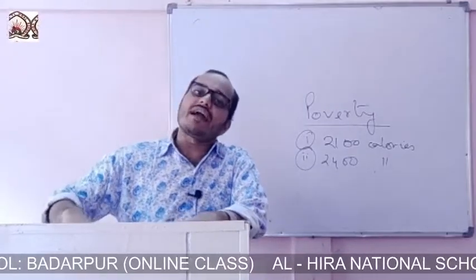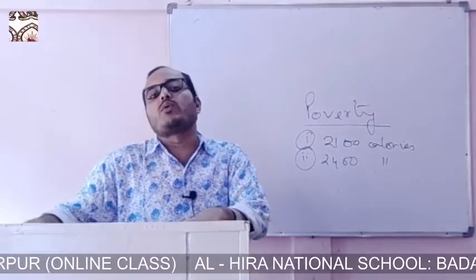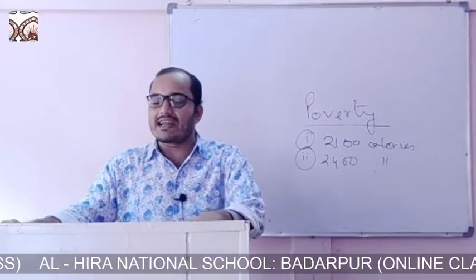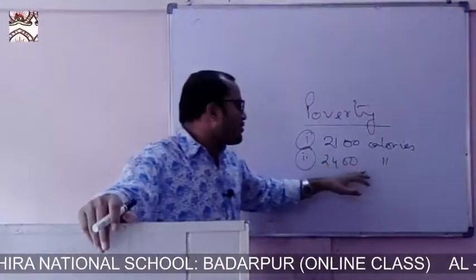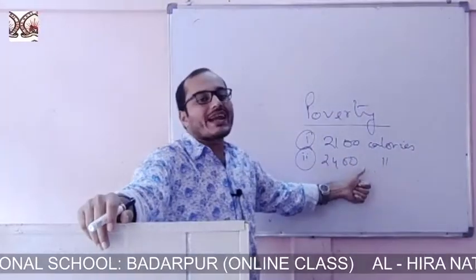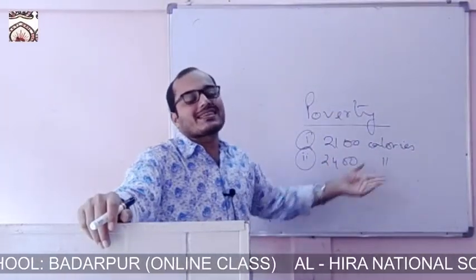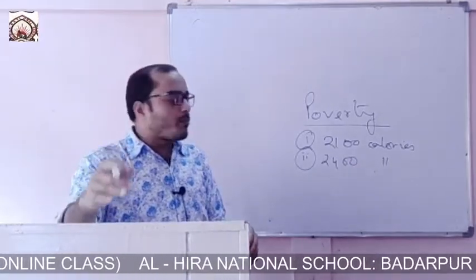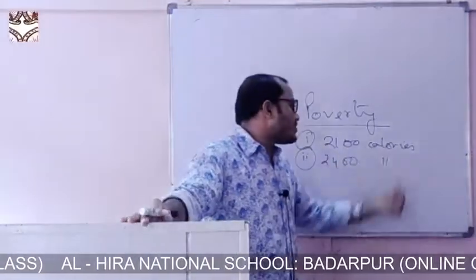Now how to define the poor people or the people who are below the poverty line? One criterion is there according to the Planning Commission. The people who are getting 2400 plus calories in the rural area are not poor people, and in the urban area 2100 calories.